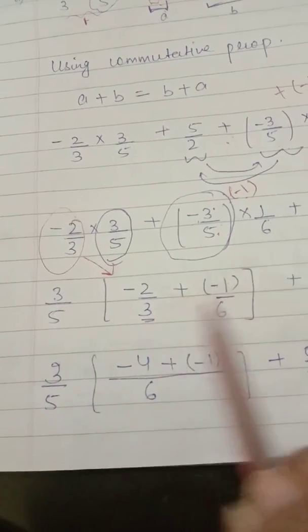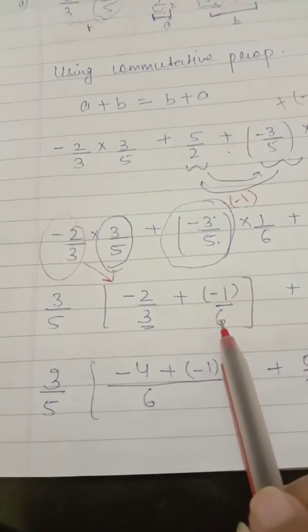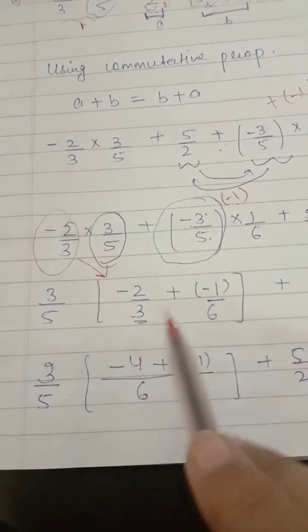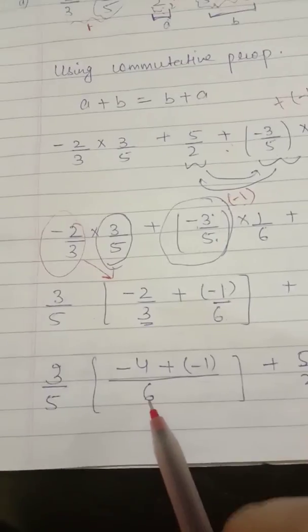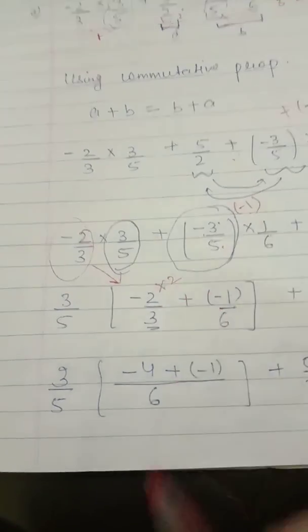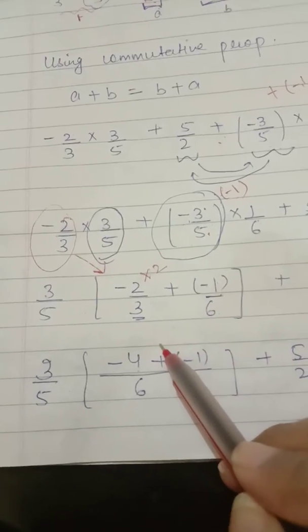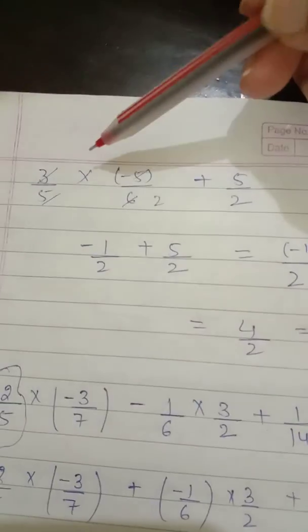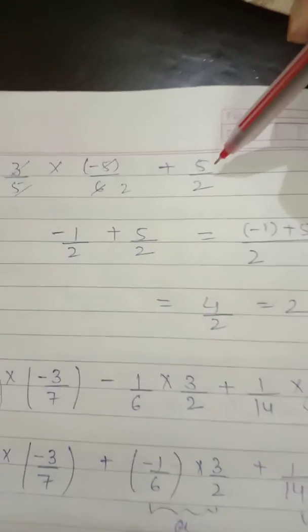Now you solve this bracket. When you solve this bracket, you will make their denominators same. So you will take the LCM of 3 and 6. The LCM of 3 and 6 is 6. So I will multiply here by 2. So I will get -4 plus, the sign plus here as it is, and here I am getting -1 plus 5 by 2.